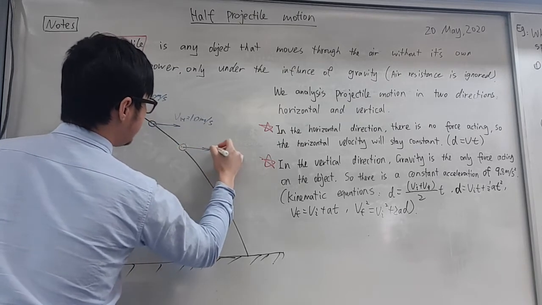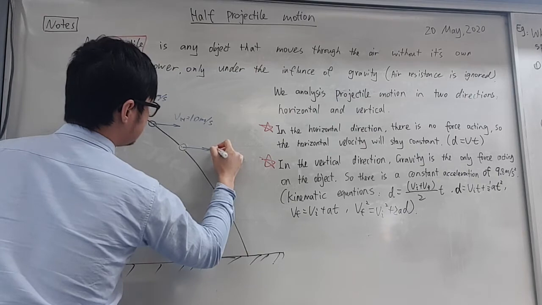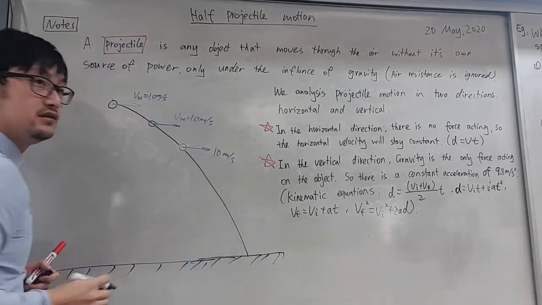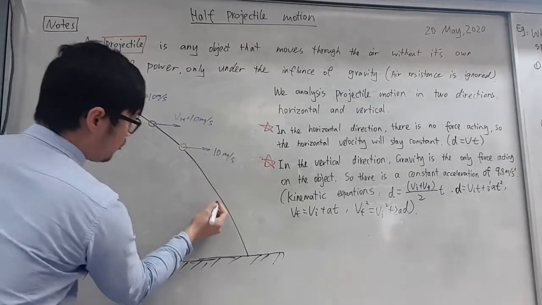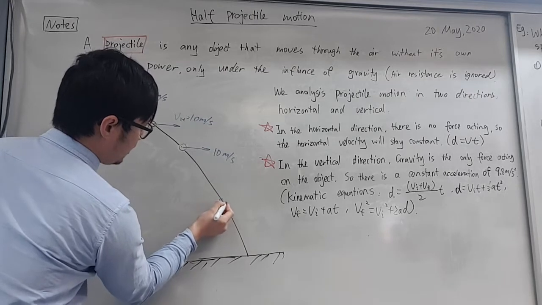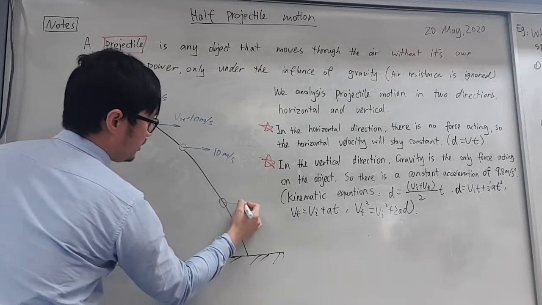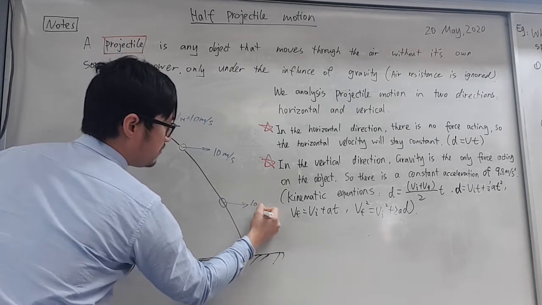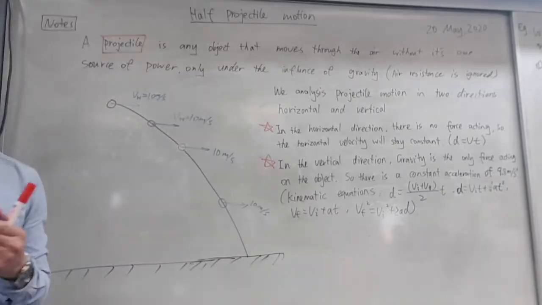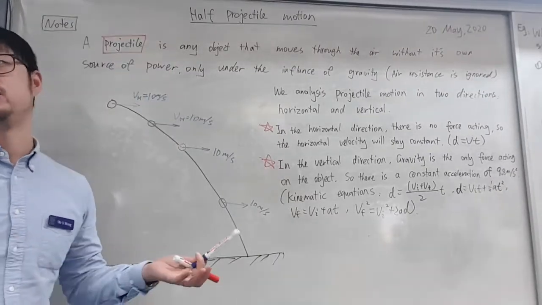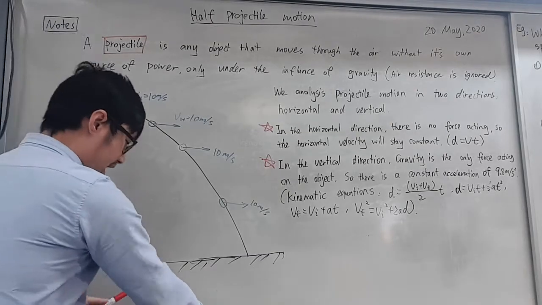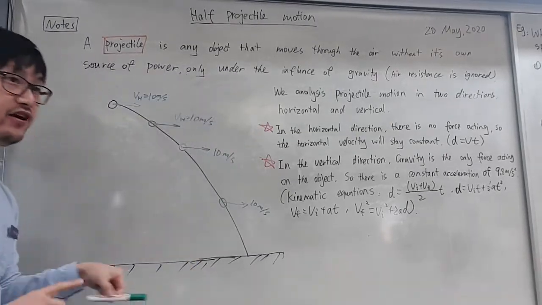The horizontal speed will still be 10 meters per second, right? And when it goes even more, it's going to land over here. How big will the horizontal speed be? Yeah, still 10 meters per second, just because horizontally there's no force pushing or slowing it down, because we're ignoring friction.